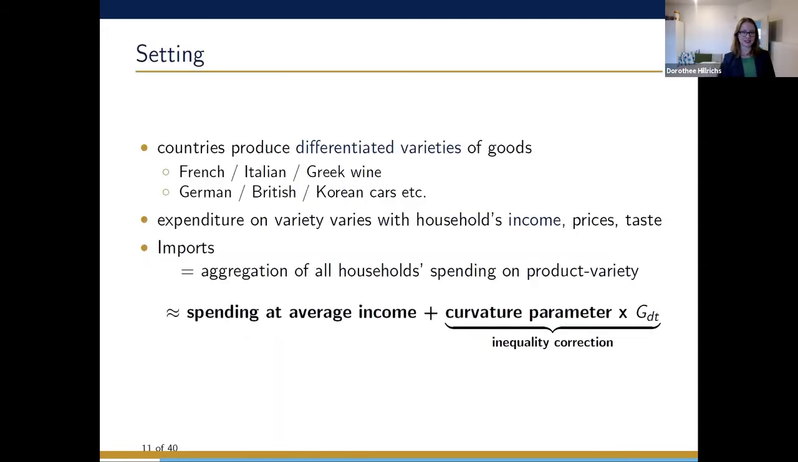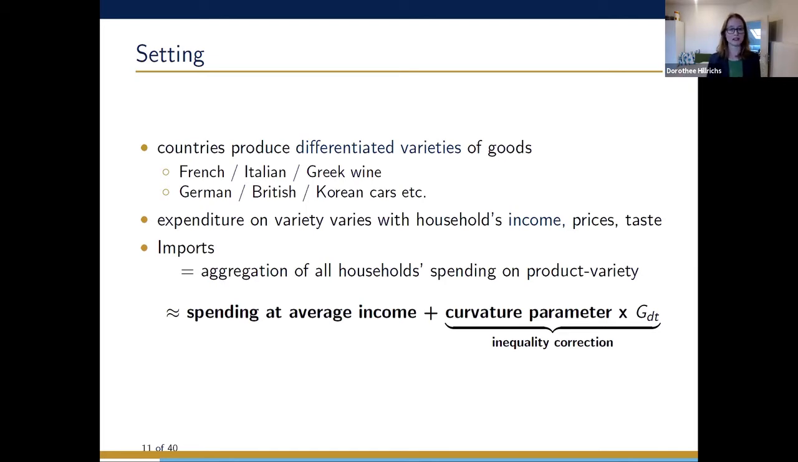So the setting of our methodology is basically such that we think that countries produce different varieties of goods. So, for example, I already used the example of wine. You can think that French wine and Italian wine and Greek wine are all different quality levels or just varieties of wine. And so if I have some starting level of income, I consume more Greek wine, and then as I grow richer, I switch to Italian and then maybe to some luxury French wine.